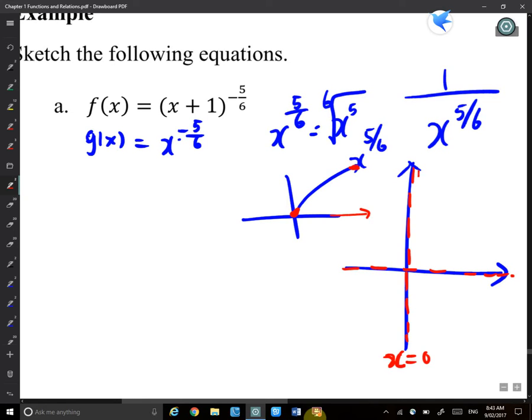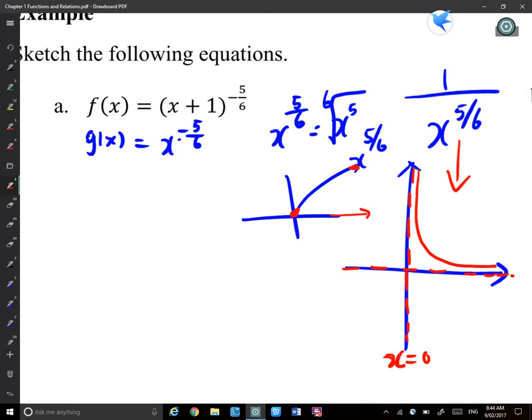So this graph will look like this. This shape will look like this for this graph. And now don't forget, you need to move this graph together by 1 unit to the left because we have the plus 1 in the bracket. X plus 1 means moving the graph to the left by 1 unit. So your asymptotes will be shifted by 1 unit to the left.